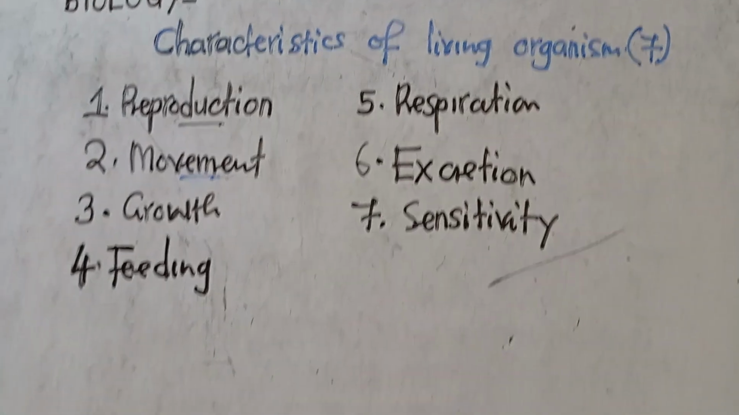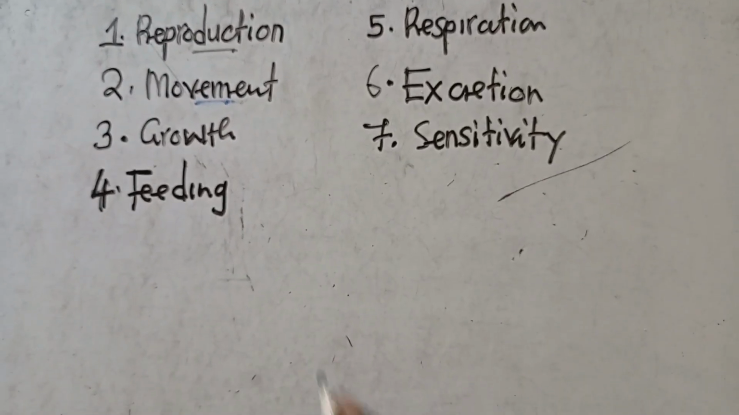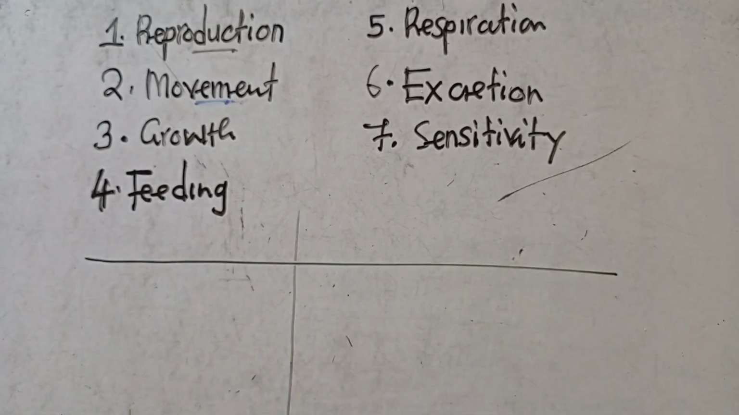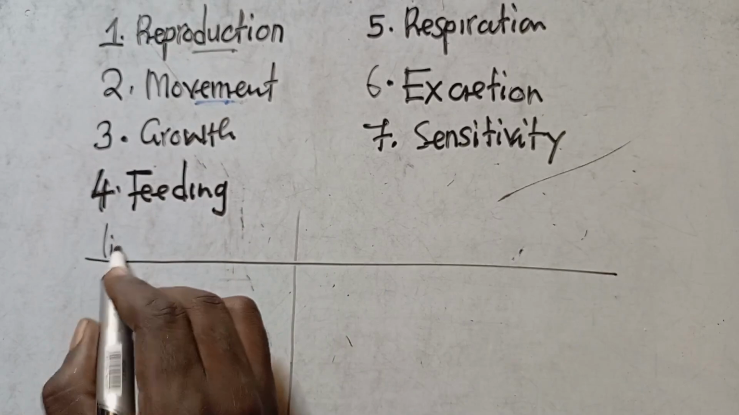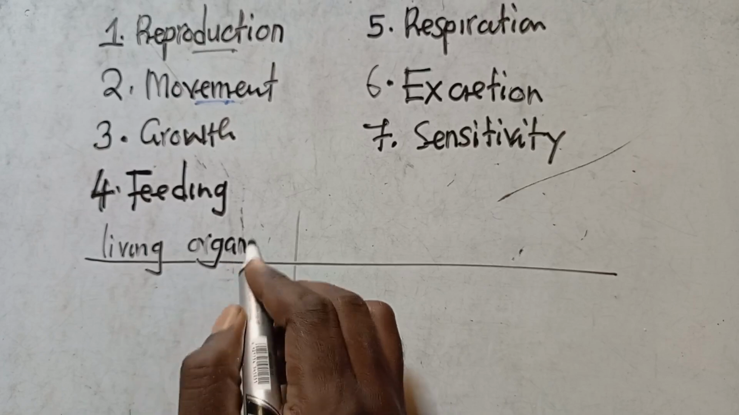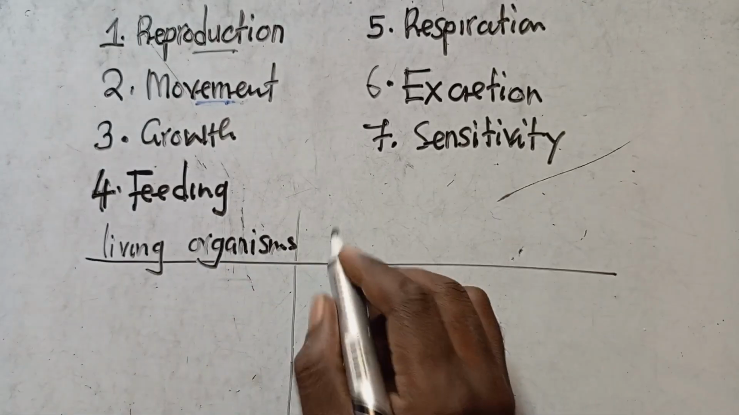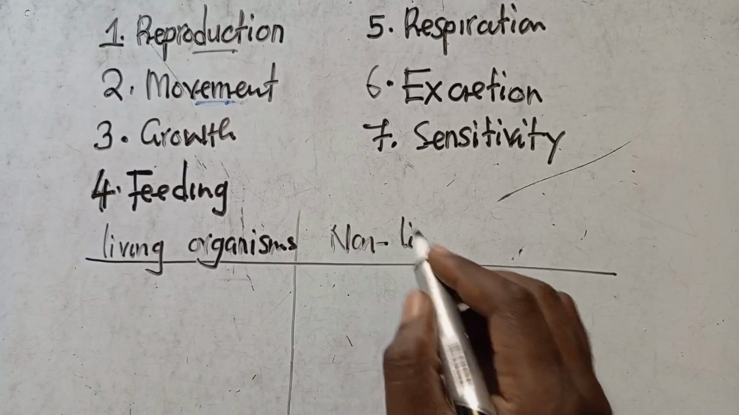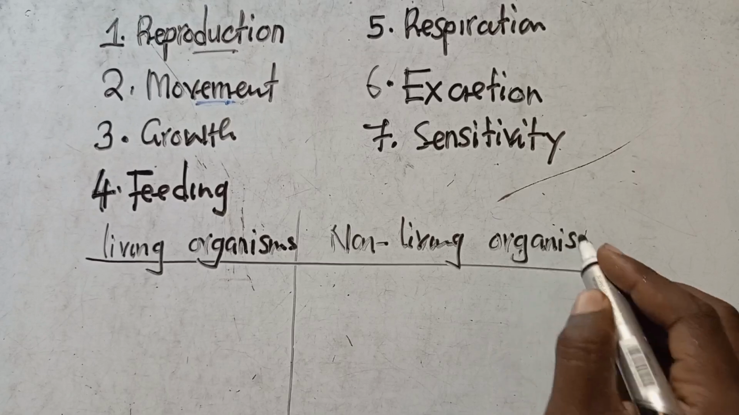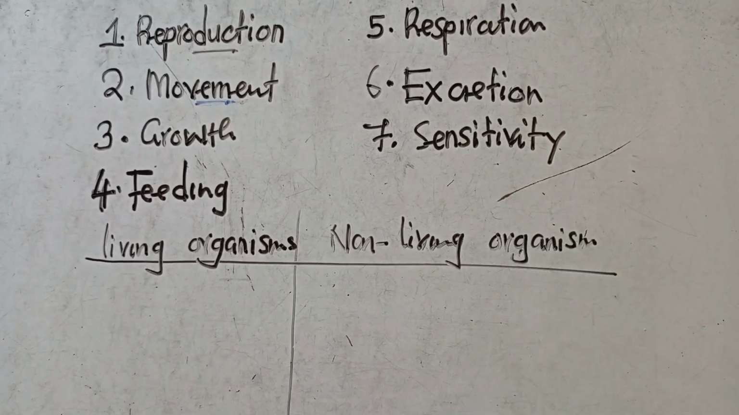So after looking at all these things, let us now differentiate living organisms from non-living organisms. We do something like this. I'm going to put living organisms here, and here I'm going to put non-living organisms. This is how we are going to move. So we are talking about living organisms and non-living organisms. We are differentiating them. So I'm going to put them in a table.